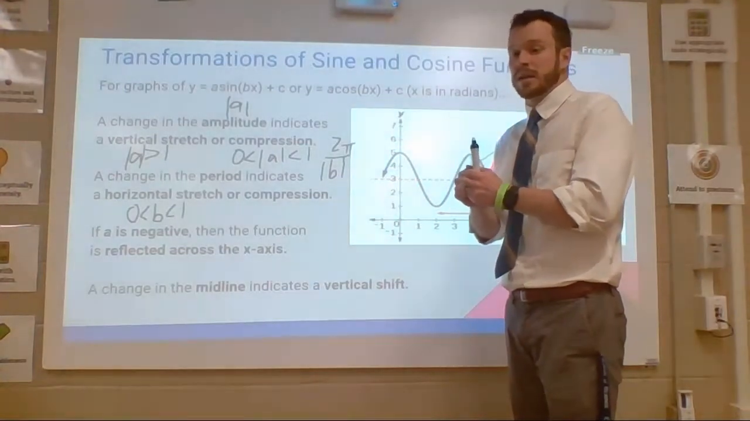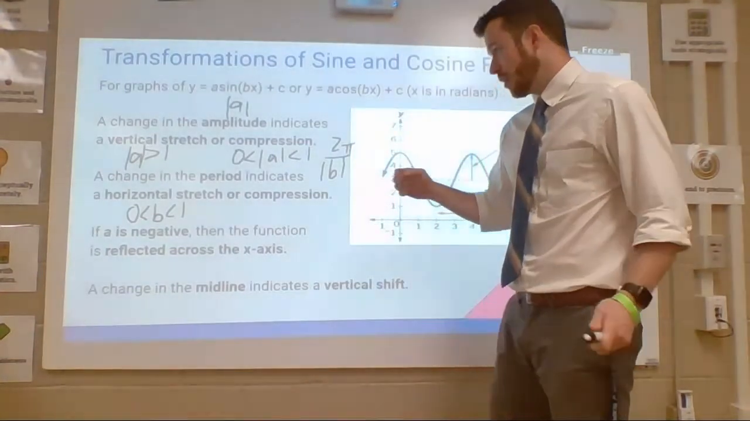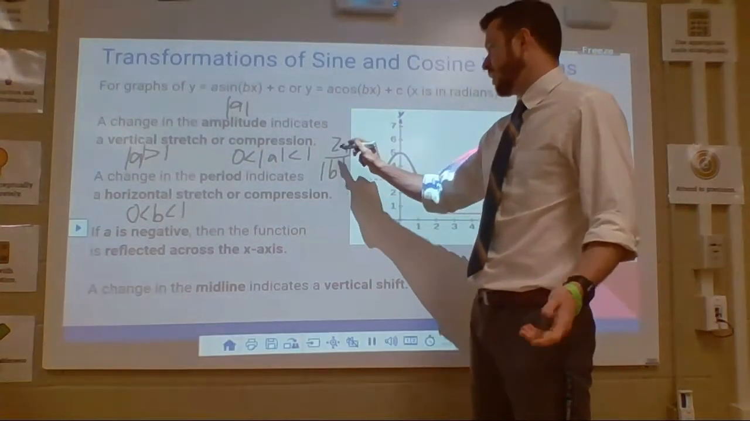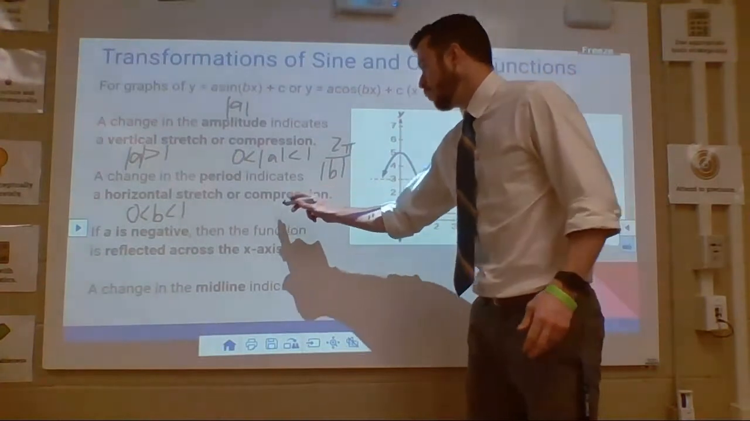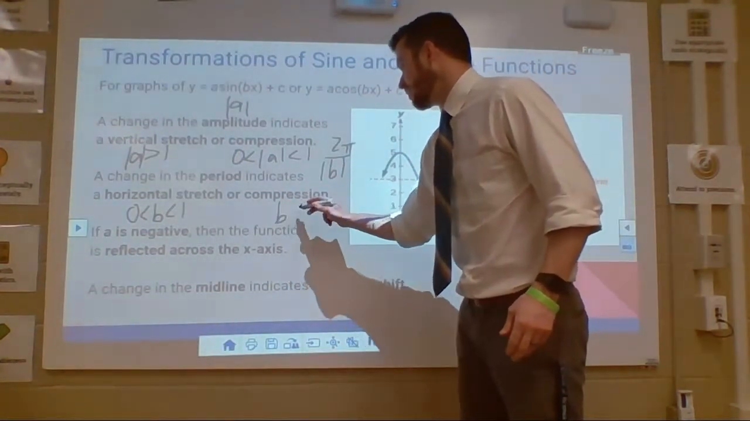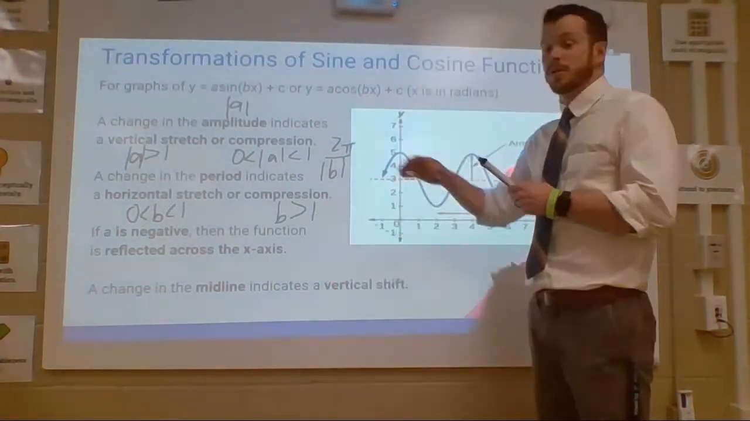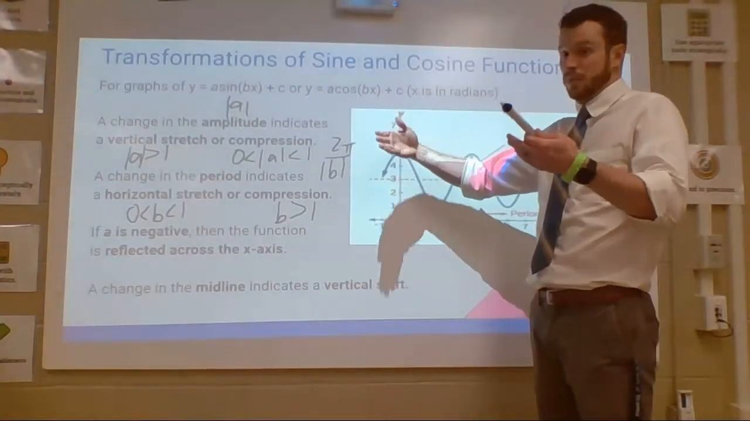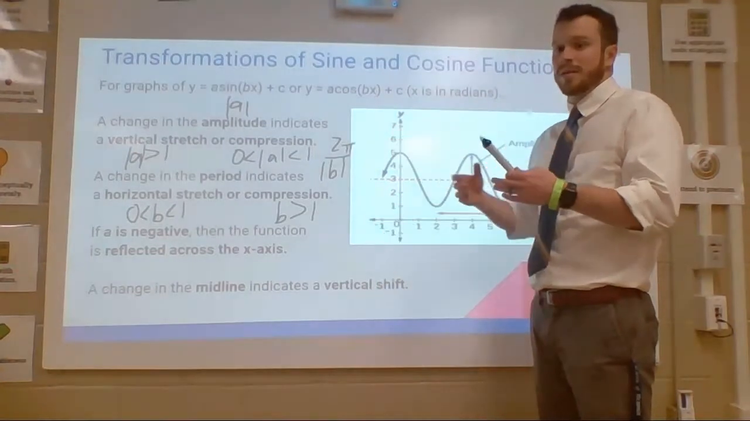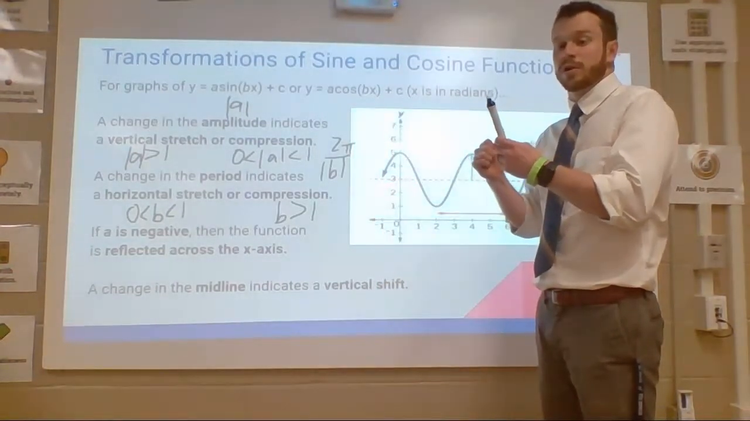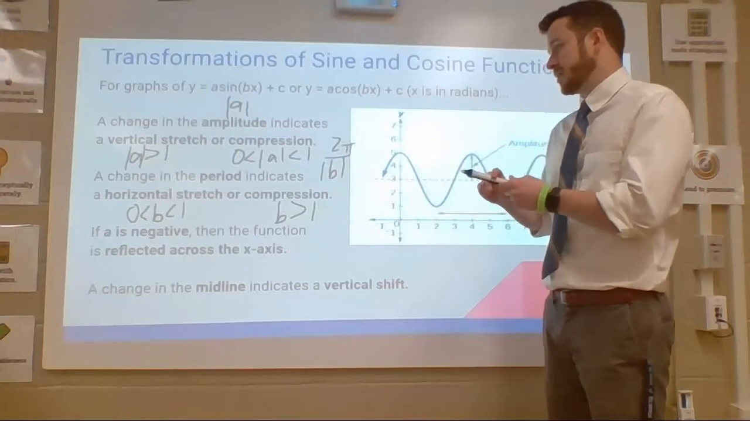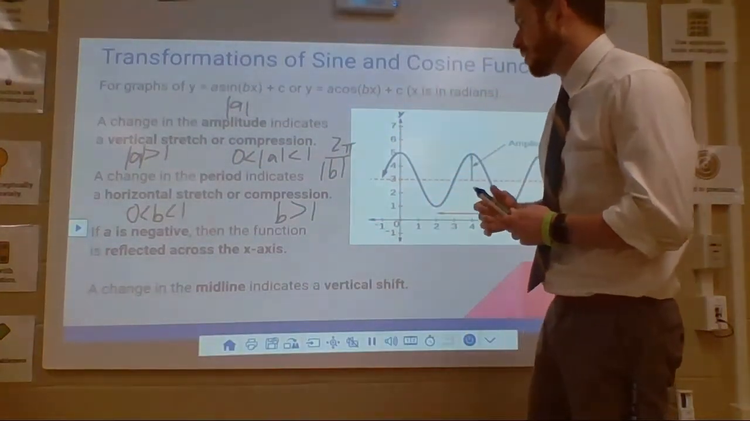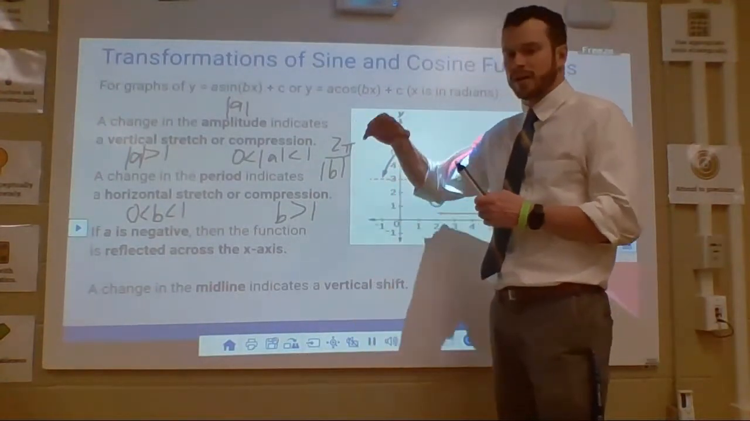So that's going to make the period longer. That's going to stretch out the length of the period. Now, if you had 2 pi divided by 2, which is a number that is greater than 1, the period of a parent function is 2 pi, right? And if you divide that by a number like 2, a number that's greater than 1, that's going to make the length of the period smaller. So it's going to compress it horizontally.